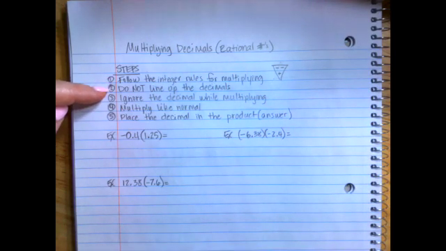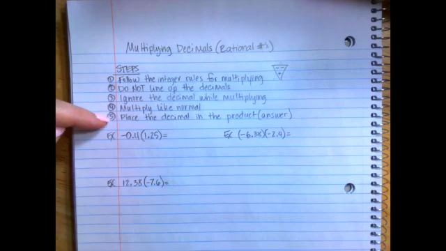Number 2, do not line up the decimals. When you multiply them, you don't have to line them up. You don't have to line up place value. Okay. While you are multiplying, you need to ignore the decimal point. Don't worry about it till the end. Multiply like normal. Place the decimal in the product, which is your answer. Okay. So here we go.